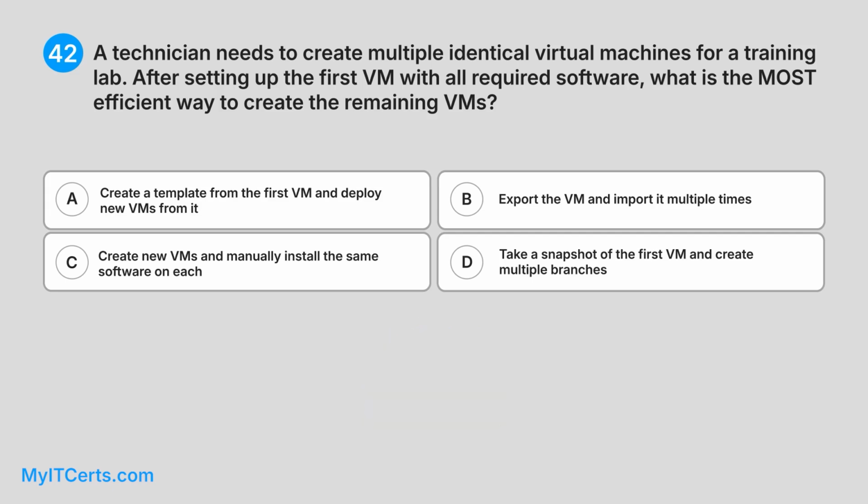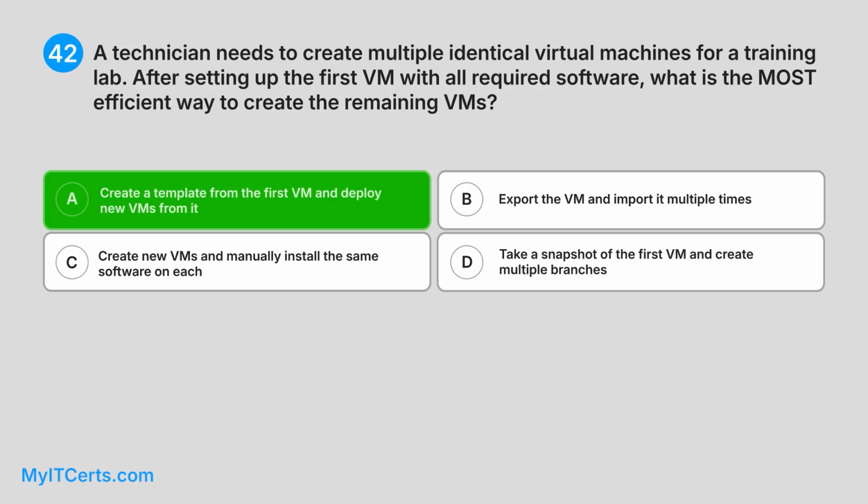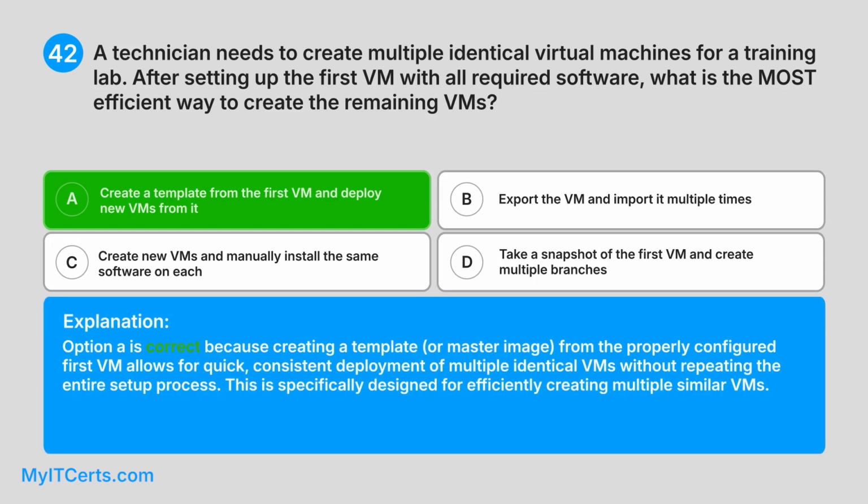Correct answer. A. Create a template from the first VM and deploy new VMs from it. Explanation. Option A is correct because creating a template, or master image, from the properly configured first VM allows for quick, consistent deployment of multiple identical VMs without repeating the entire setup process. This is specifically designed for efficiently creating multiple similar VMs.